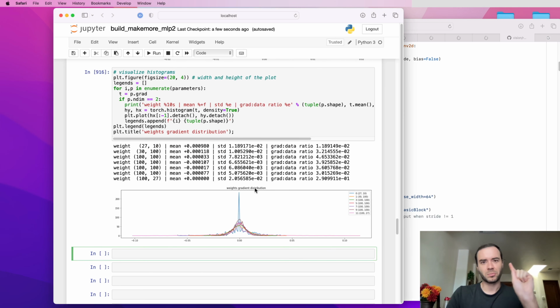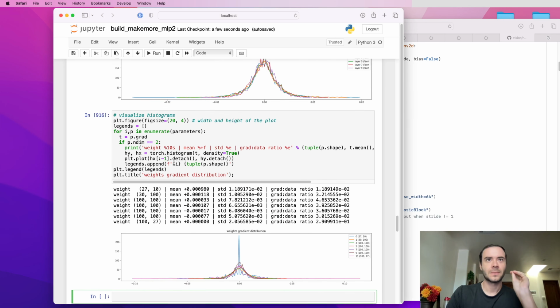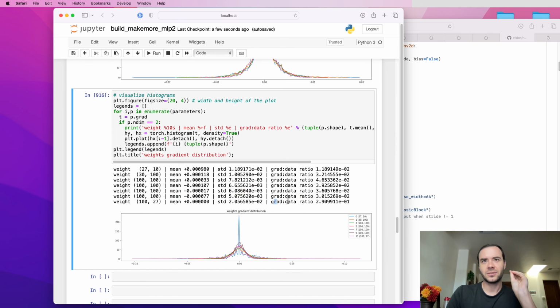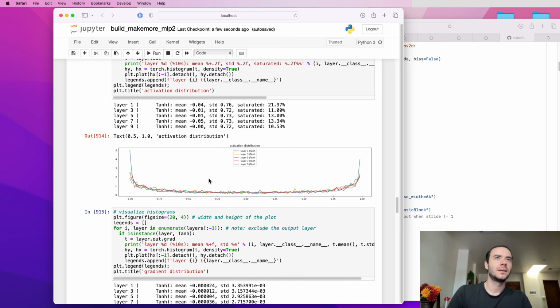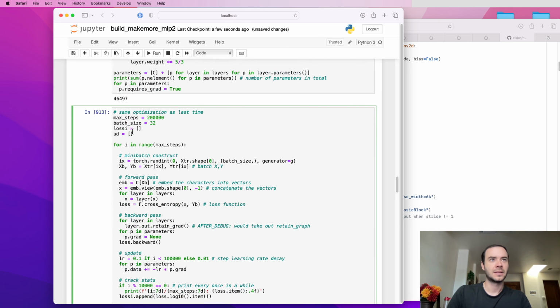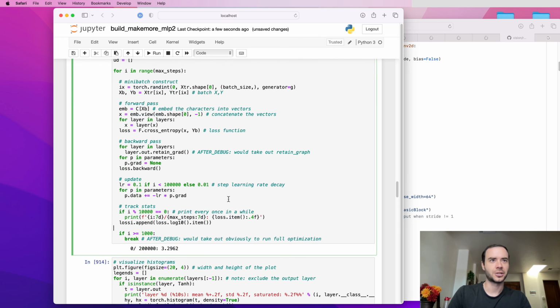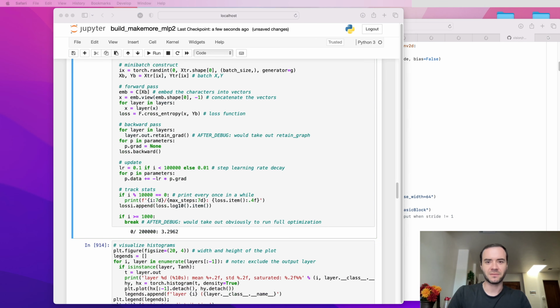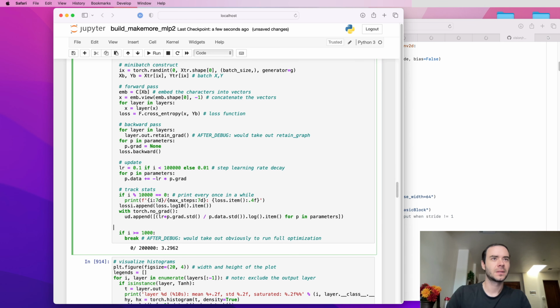Now I'd like to show you one more plot that I usually look at when I train neural networks. Basically the gradient to data ratio is not actually that informative, because what matters at the end is not the gradient to data ratio, but the update to data ratio, because that is the amount by which we will actually change the data in these tensors. So coming up here, I'd like to introduce a new update to data ratio. It's going to be a list, and we're going to build it out every single iteration. And here I'd like to keep track of basically the ratio every single iteration.